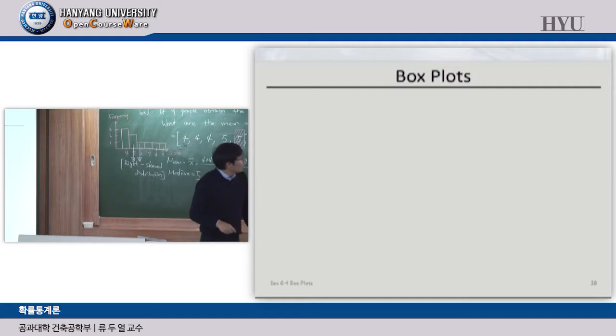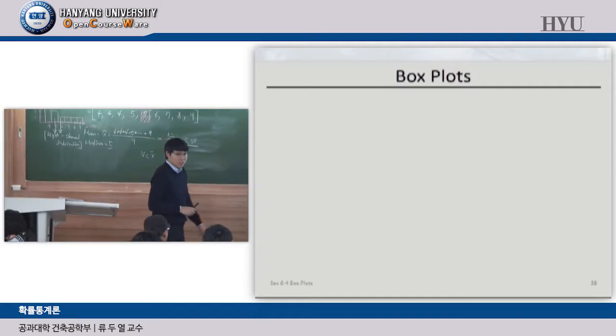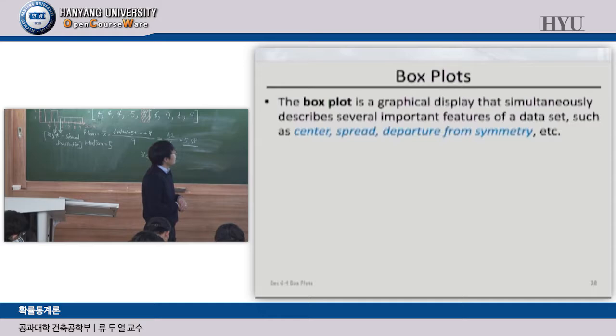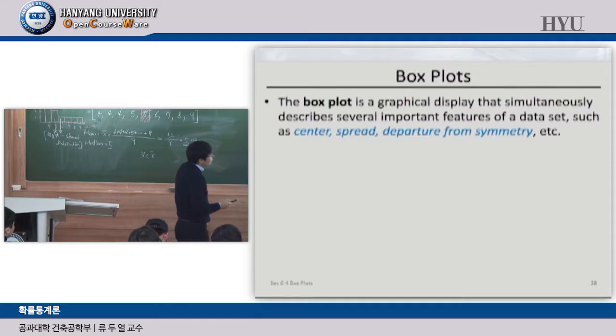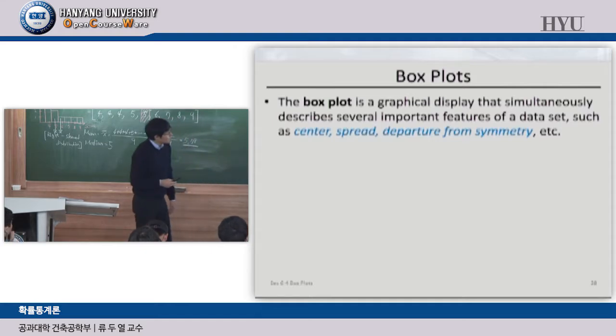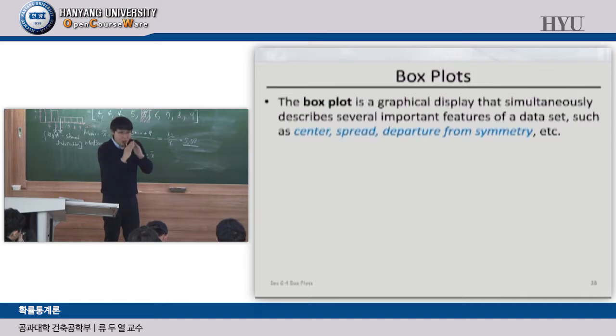And now we are going to discuss the box plot. And what is the box plot? The box plot is a graphical display that simultaneously describes several important features of a data set, such as center, this will be median, okay, and spread, okay, and also the departure from symmetry, etc. Departure from symmetry is that 대칭으로부터 얼마큼 이제 편차가 있는지를 판단할 수가 있어요, 박스 플롯으로부터.